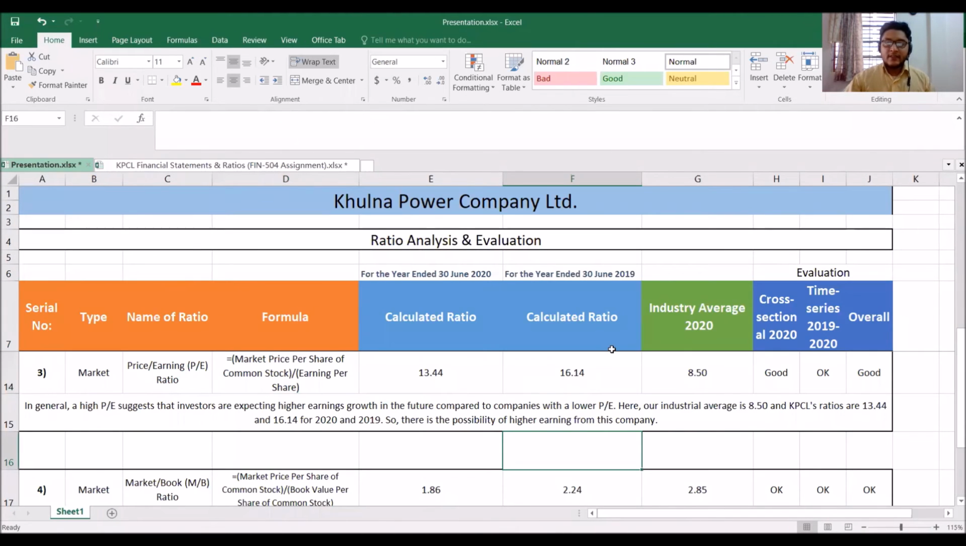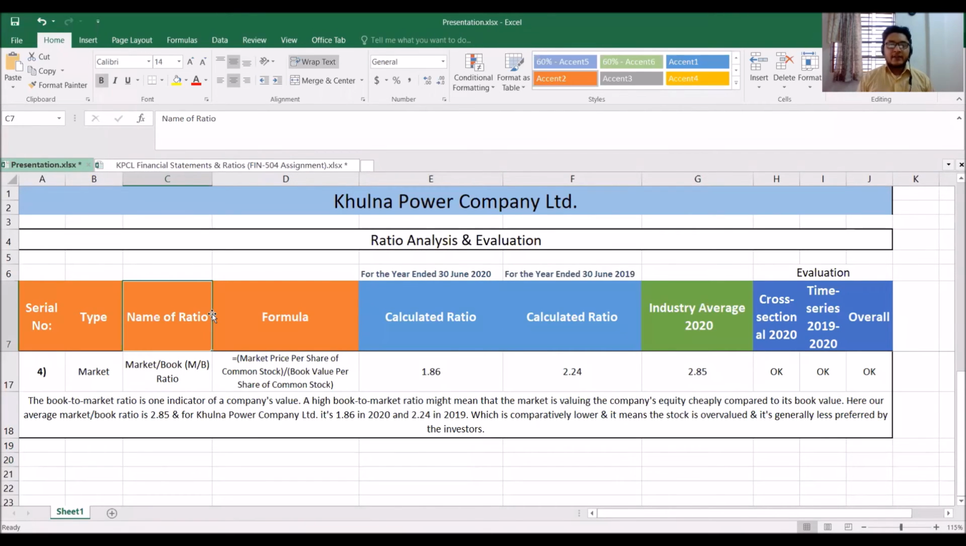Here, our industry average is 8.50 and Khulna Power Company's ratios are 13.44 and 16.14. So there is the possibility that the company is going to earn more in the future. That's why in the evaluation section, I found the overall company condition to be good.